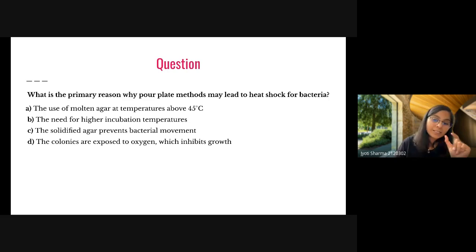If it is related to heat, it is directly related to the temperature, right? Here we are using molten agar, and to melt that agar we have to give a temperature above 45 degrees Celsius. If we are giving a temperature above 45 degrees Celsius to the agar and then to the bacteria, the bacteria may suffer heat shock, and that's how the bacteria can be killed. So A is the right answer.